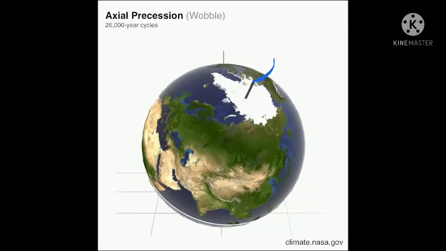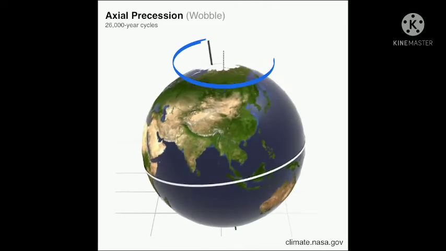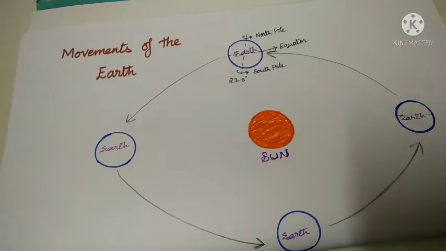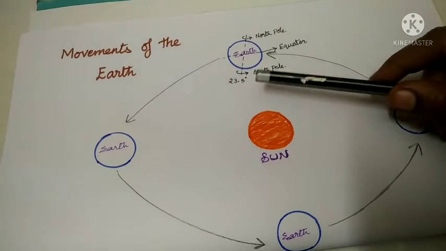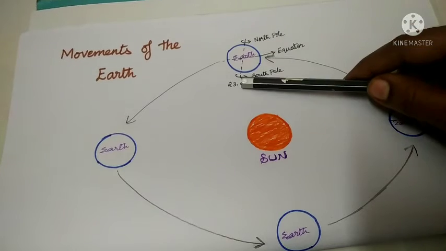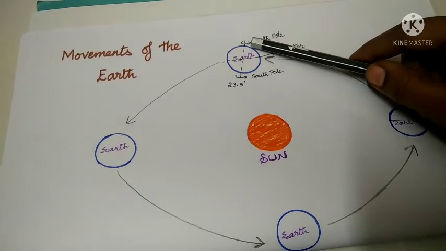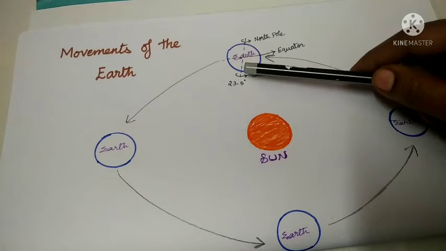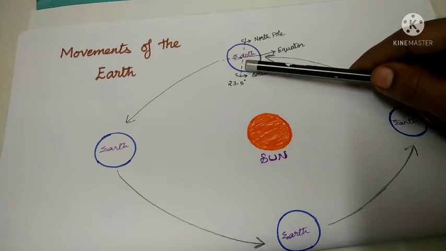First, let us start with the axis. The earth moves on its axis. The axis of the earth is an imaginary line that runs through the center of the earth. Here, the axis of the earth is an imaginary line. This line divides the earth into two equal divisions.